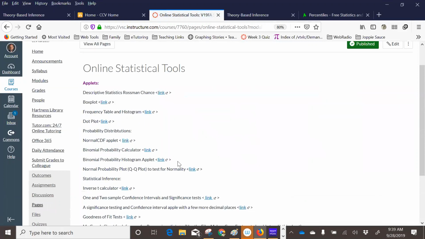So I think in both courses I have these online statistical tools. And there's the link to the QQ plot. You used that last week. And then we're going to do this 1 and 2 sample confidence here. Let me get a pointer going here, so maybe it's a little more obvious what I'm pointing to. So this 1 and 2 sample confidence interval and significance test, this applet works fantastic.